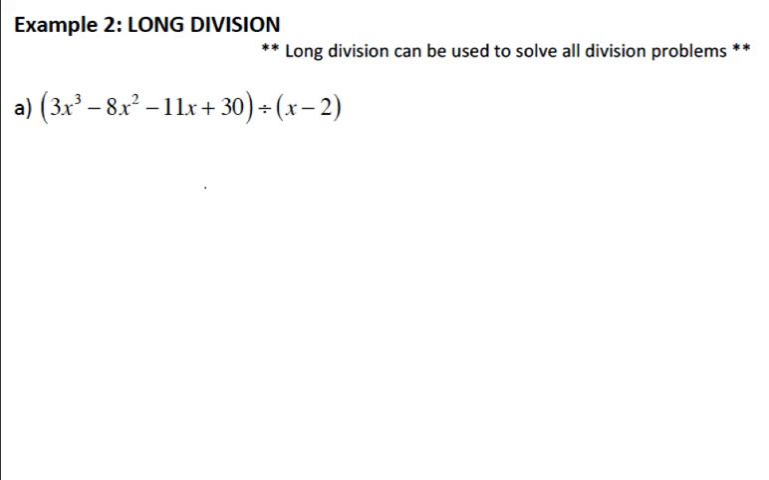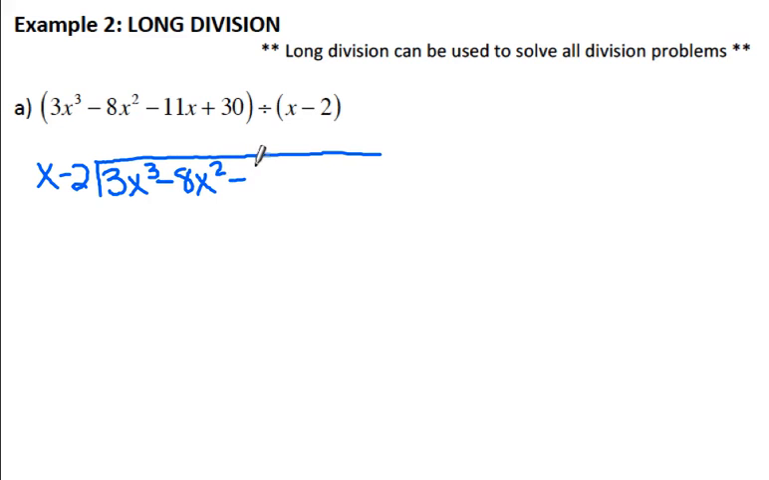Now starts the fun problems. So long division is very similar to doing regular division with numbers, except in this case you're dealing with polynomials. So whatever we're dividing by goes on the outside. What we're dividing into goes on the inside of your division bar. So I have 3x cubed minus 8x squared minus 11x plus 30.